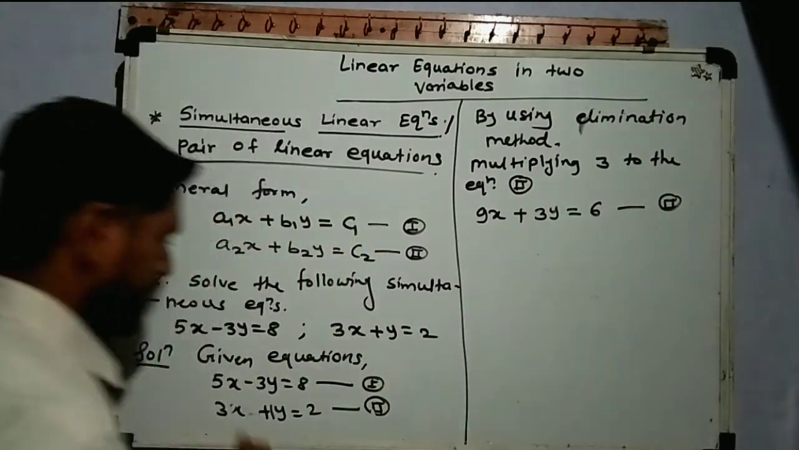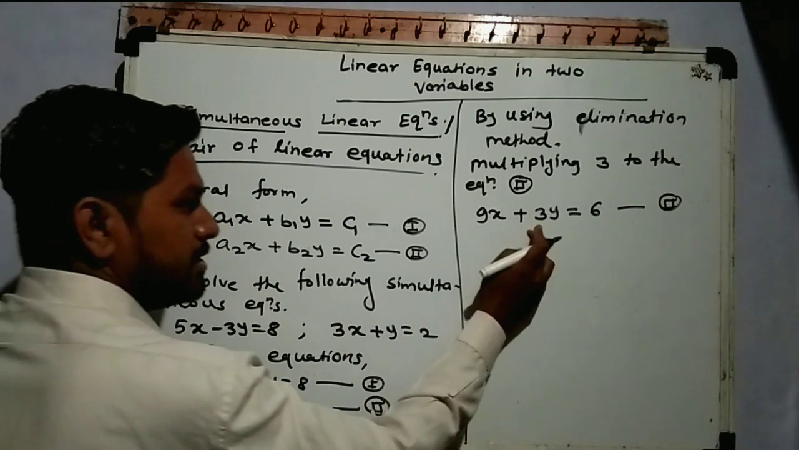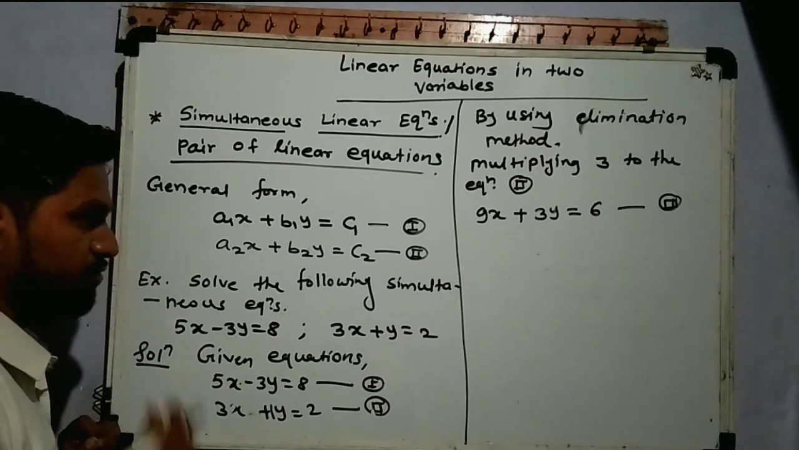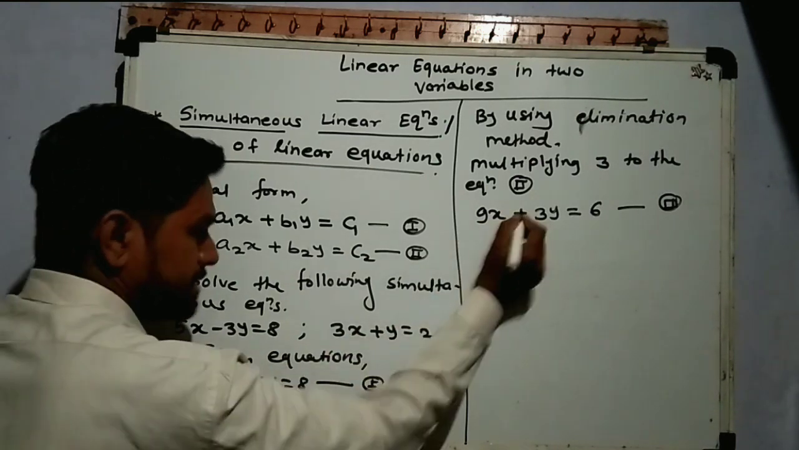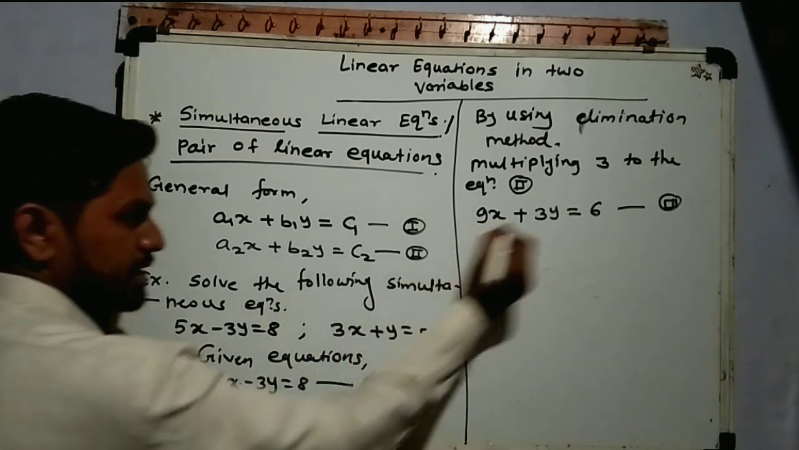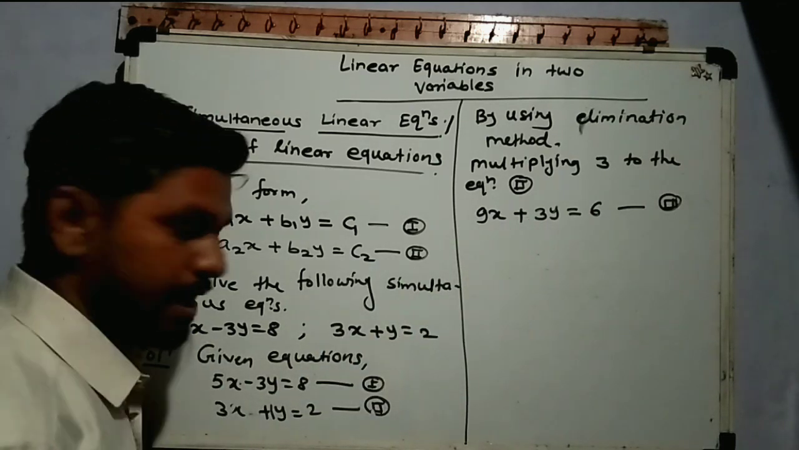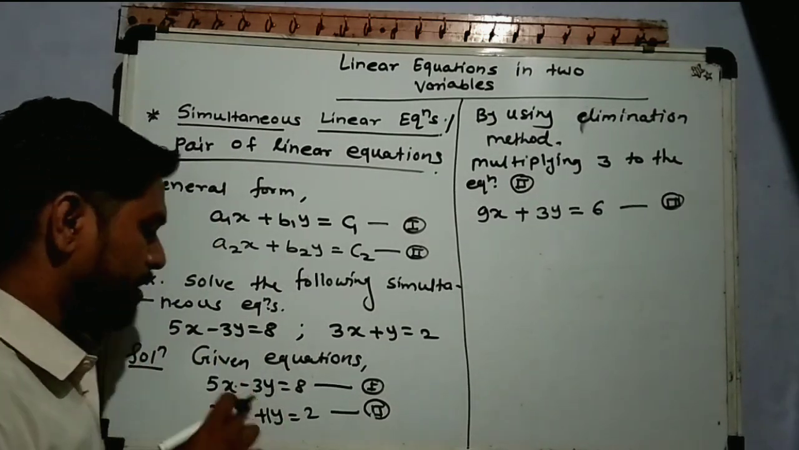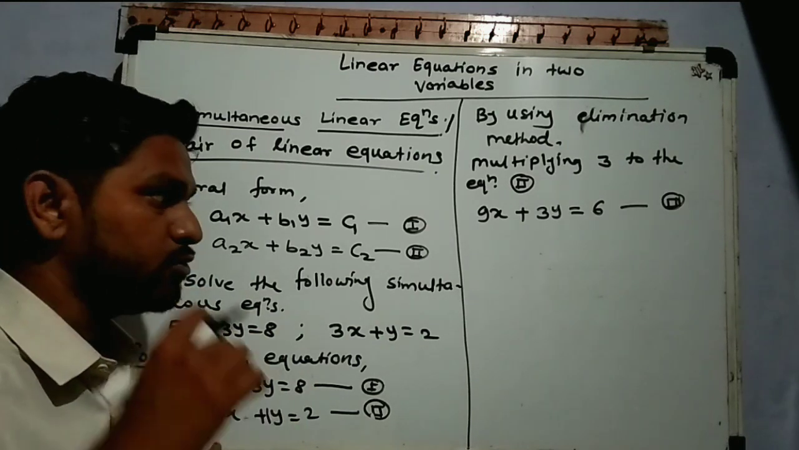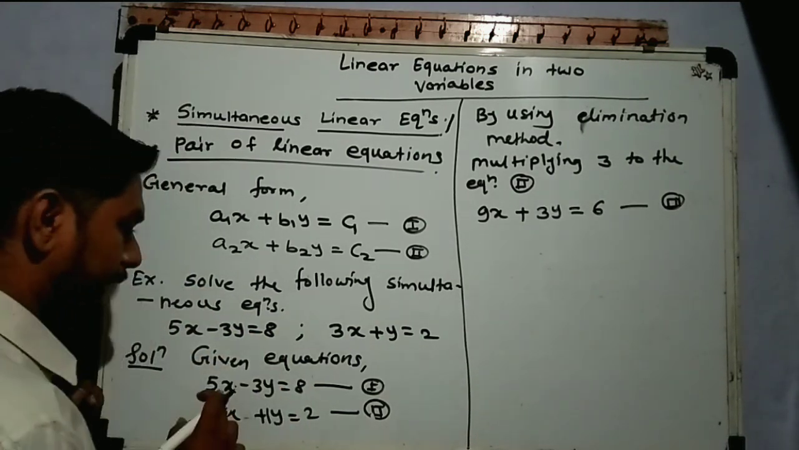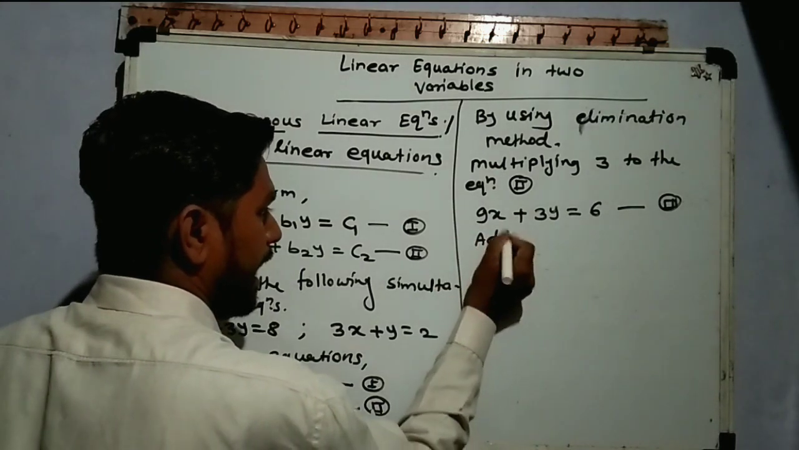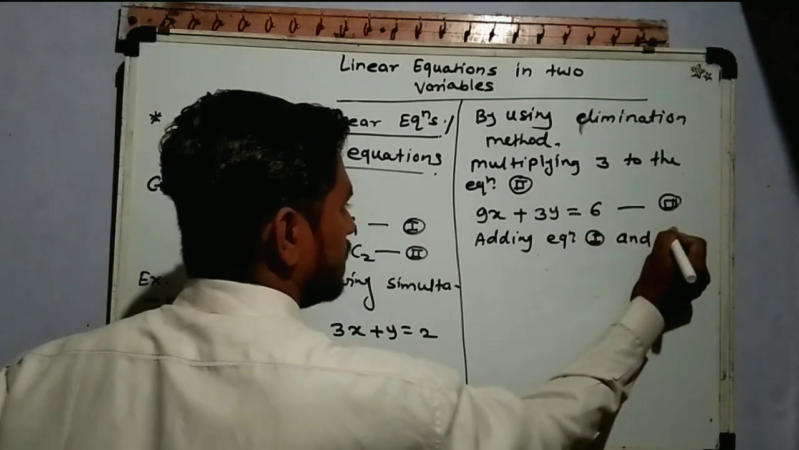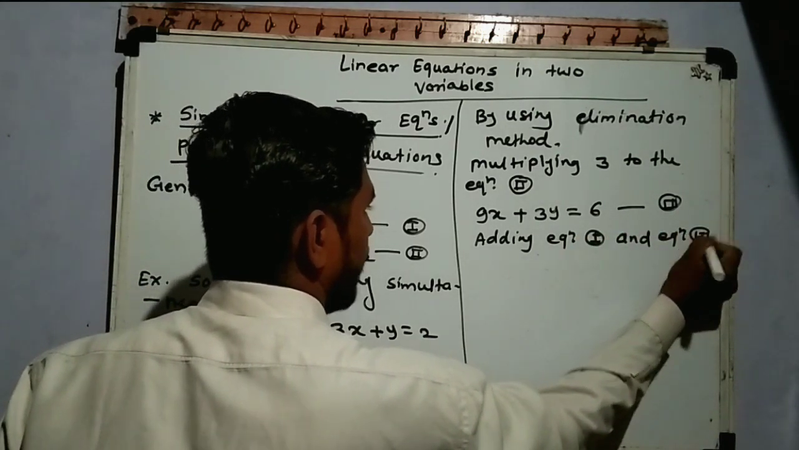Okay, so see now, if you look at equation number 1 and your new third equation, if you observe this, here is the minus sign, here is the plus sign, and the coefficients are equal, 3 and 3. So the coefficients are equal and signs are opposite. So if you have to eliminate this, you have to do addition. So add equation number 1 and equation number 3.